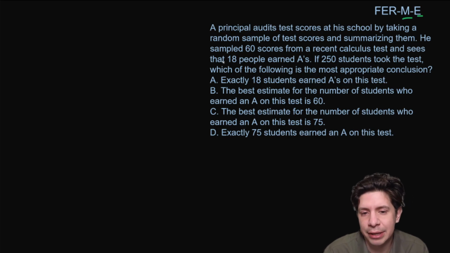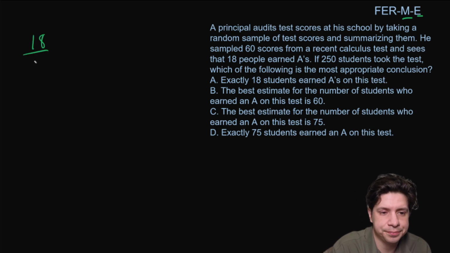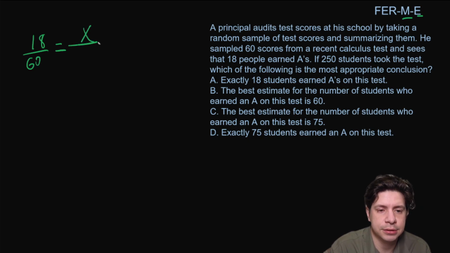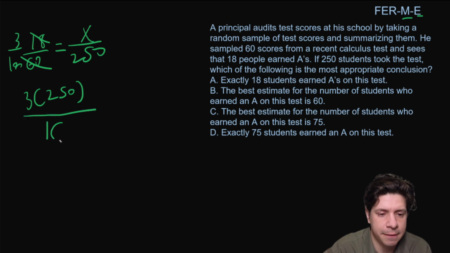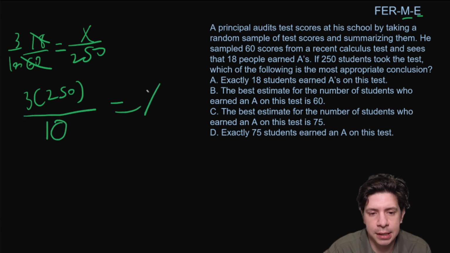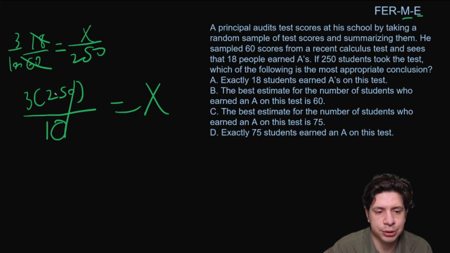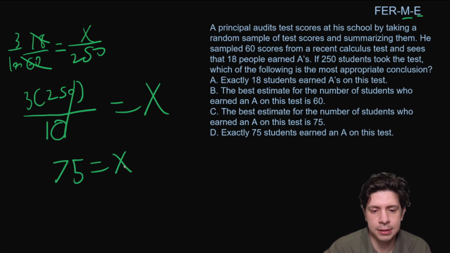So the way we would estimate, right, is you do 18 out of 60. You can set a proportion, right, equals x over 250. 18 out of 60 is going to give us, when we divide by 6, 3 out of 10. And then you multiply it by 250, so you have 3 times 250 divided by 10 equals x. And the zeros cancel, so it's 3 times 25, so you get 75 equals x.